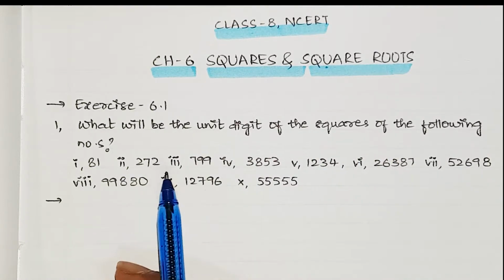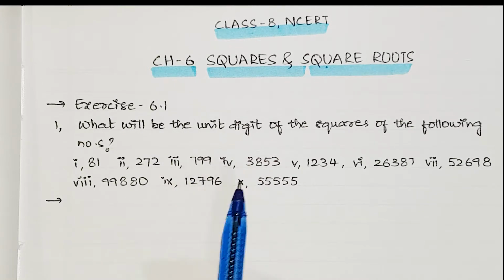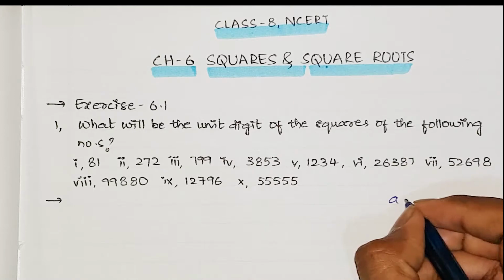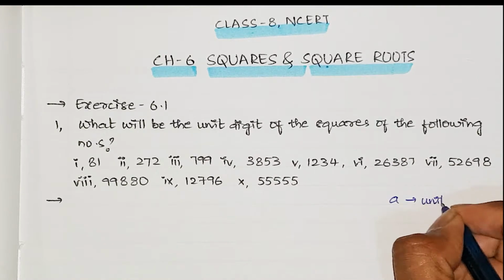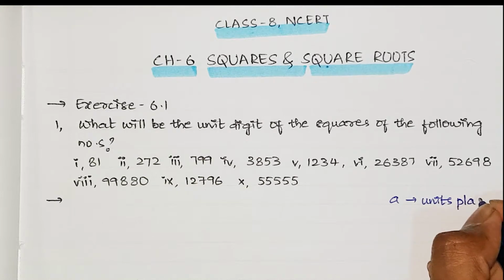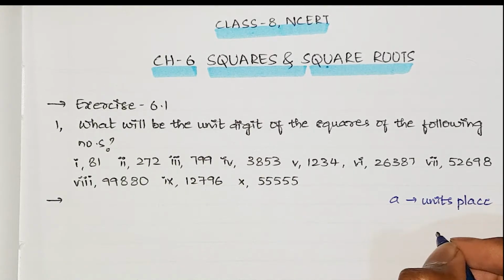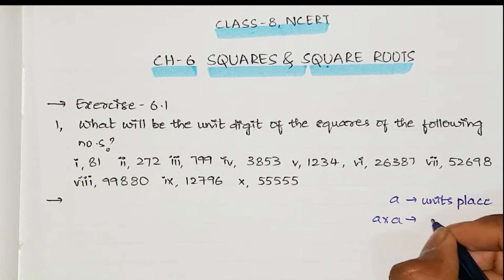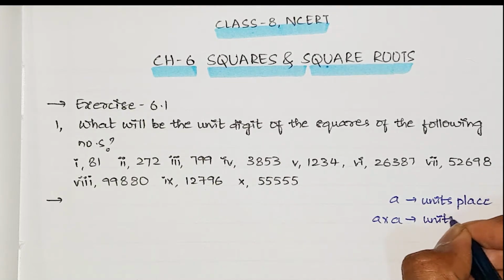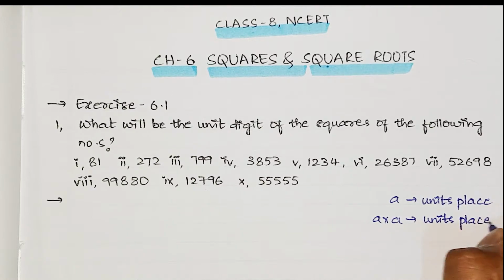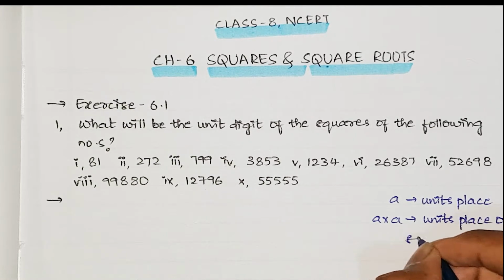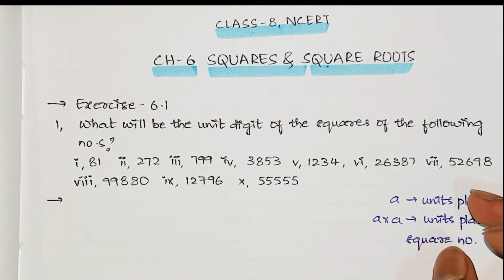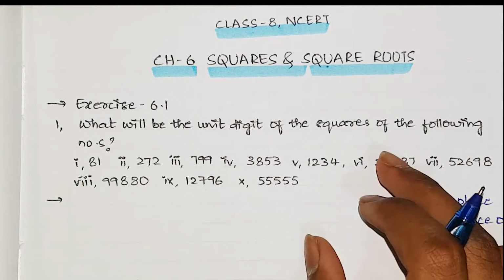To find the unit digit of square numbers, we have a small trick. That is, if a number has a at its units place, then its square number ends with the units place of a into a. So this is a small trick which is used in this problem.